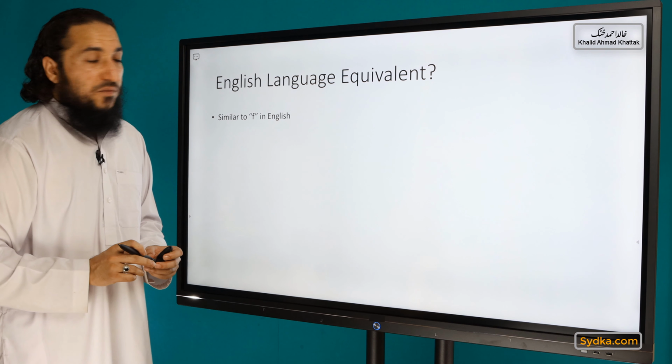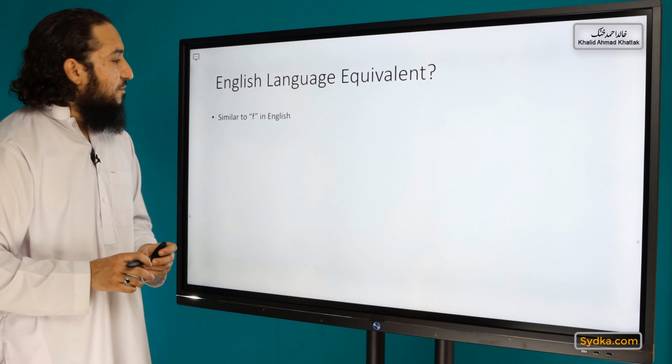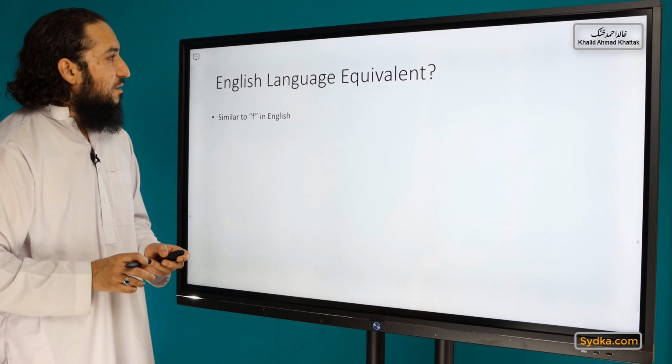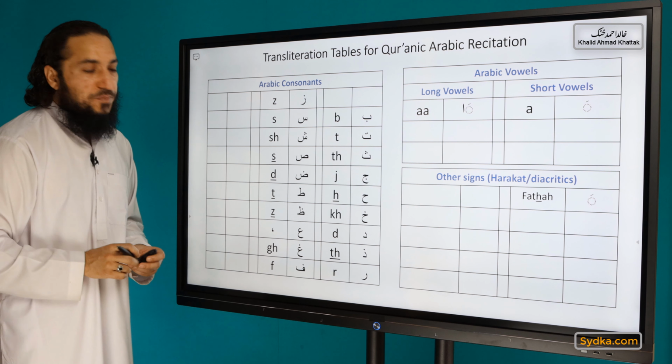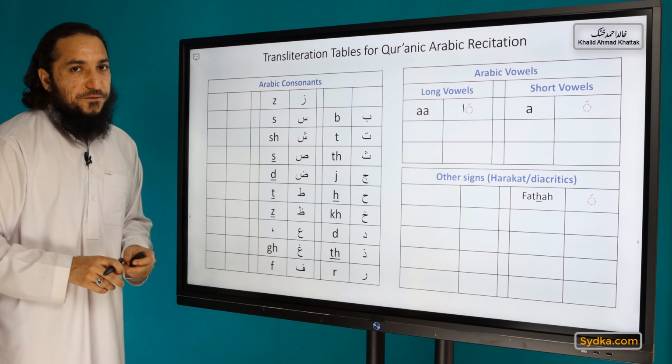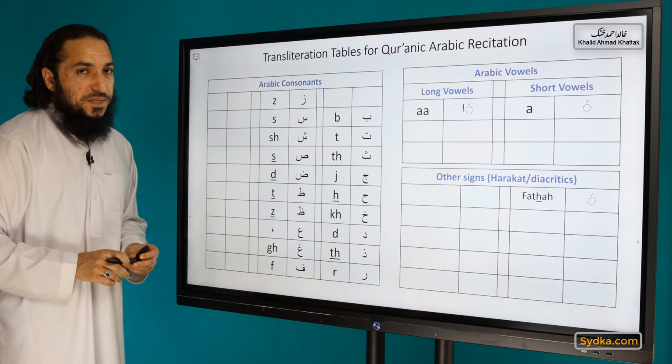What is the English equivalent for Fa? It is F, the sound of F. And for transliteration purposes, we will be using F to represent Fa.